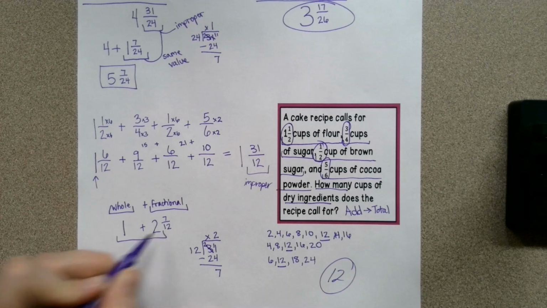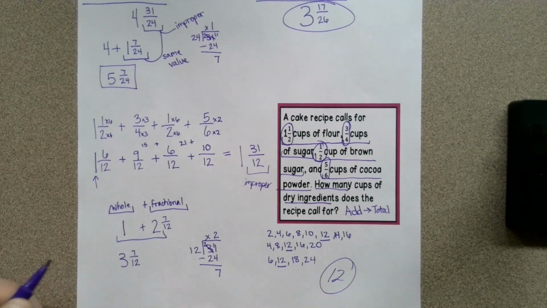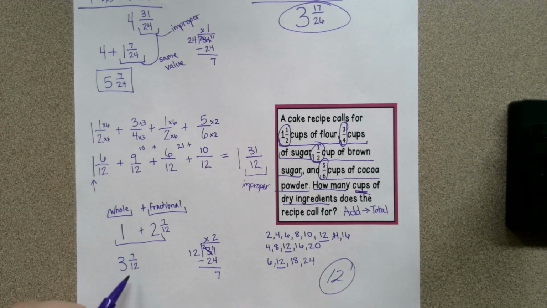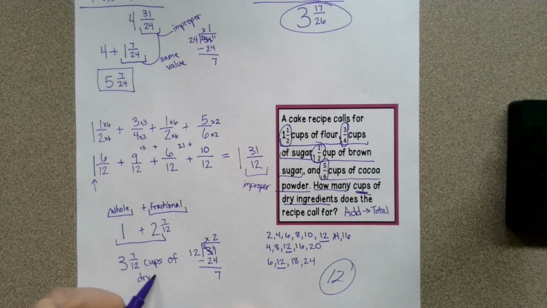So we're going to add those whole numbers together, giving us 3 and 7/12, and then double check to simplify, which in this case we can't. This was a word problem, so we always want to look for a label. We want to know how many cups of dry ingredients, so it would be 3 and 7/12 cups of dry ingredients for our final label and answer.